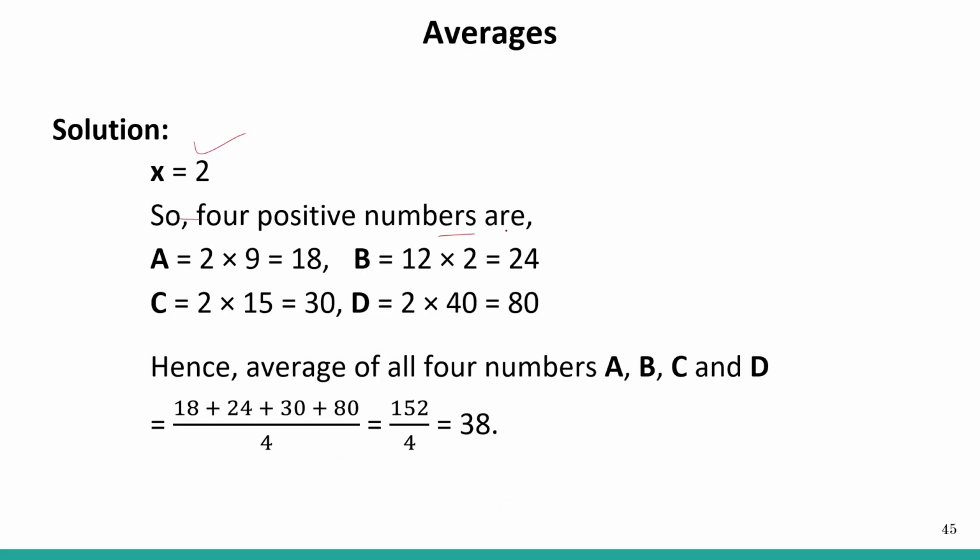So 4 positive numbers are A is equal to 2 into 9 is equal to 18, B is equal to 12 into 2 is equal to 24, and C will be 15x that is equal to 30, and D will be 40x that is equal to 80. So the average of 4 numbers A, B, C, D will be (18 plus 24 plus 30 plus 80) whole by 4 that is equal to 152 by 4 that is equal to 38.